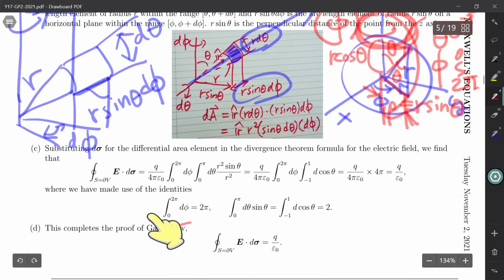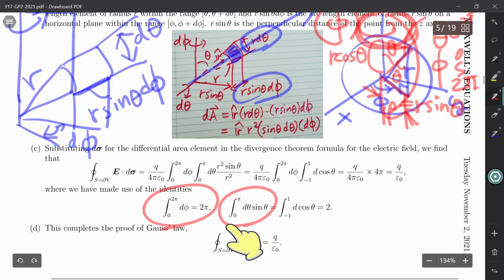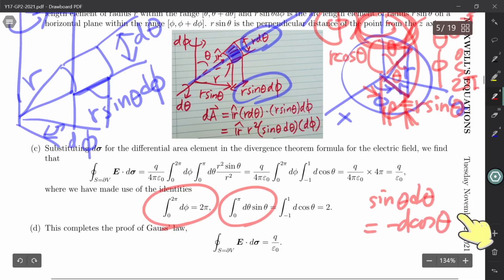So the phi integral is 2 pi, and we have the theta integral from 0 to pi, but sine theta d theta equals minus d cosine theta. So finally, this integral is just 2. And the phi integral gives 2 pi. So the product of these will be 4 pi.